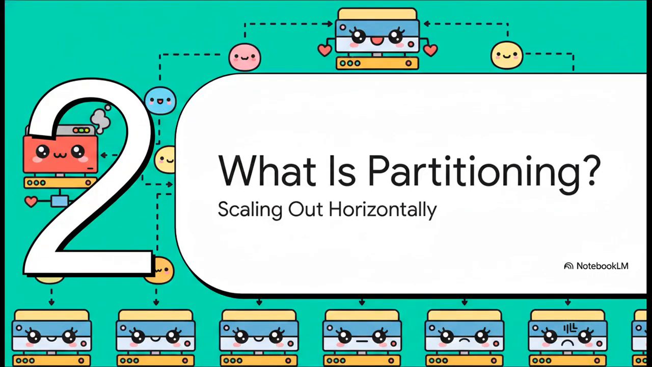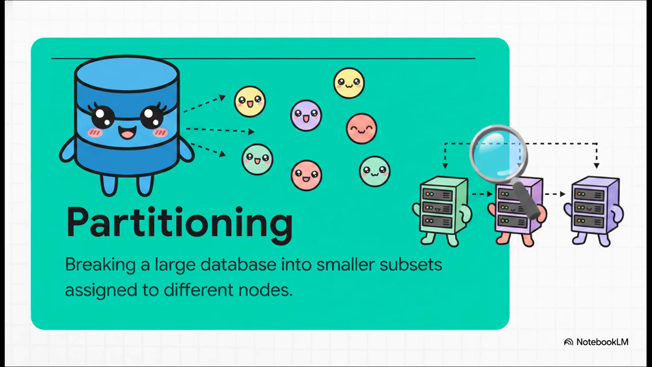Moving on to Section 2, what is partitioning? Scaling out horizontally. So if we can't just build one giant machine, we have to scale out horizontally. Partitioning, which is often called sharding in systems like MongoDB or Elasticsearch, is simply the process of intentionally breaking a massive dataset down into smaller, totally independent pieces. By assigning these smaller partitions to different nodes in a shared nothing cluster, we actually distribute the load.